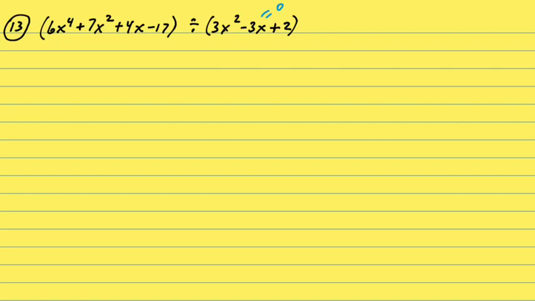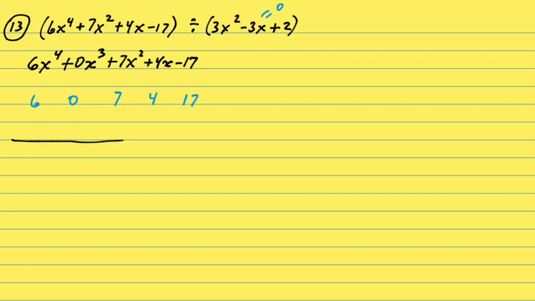Are all powers represented in decreasing order? X to the fourth, there is no x to the 3, is there? X to 2, x to 1, x to the 0. So I have to make an x to the 3. So you have 6x to the fourth plus 0x to the 3 plus 7x to the 2 plus 4x minus 17. Now all the powers are represented in decreasing order. I bring down my coefficients: 6, 0, 7, 4, 17. I leave a space, I draw a line, and I make a box.